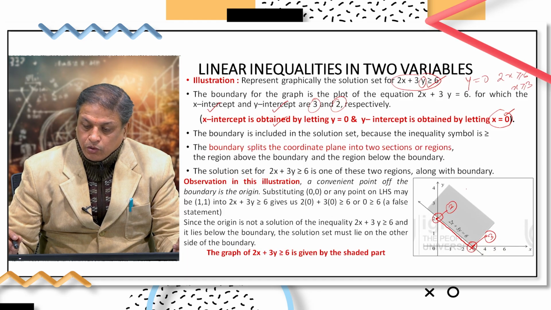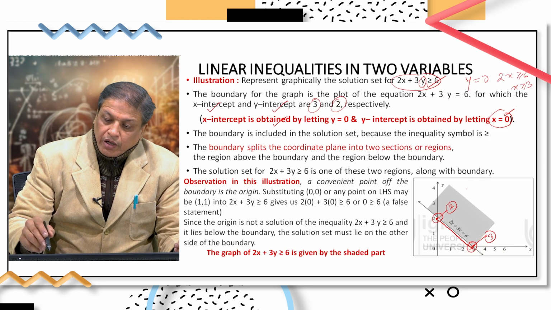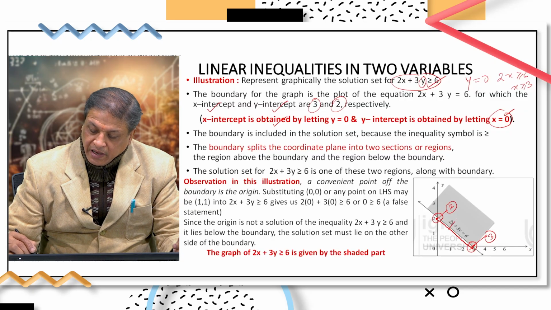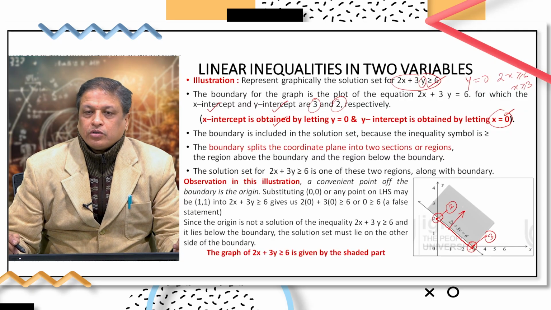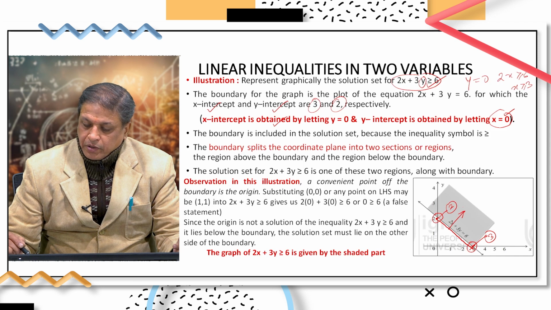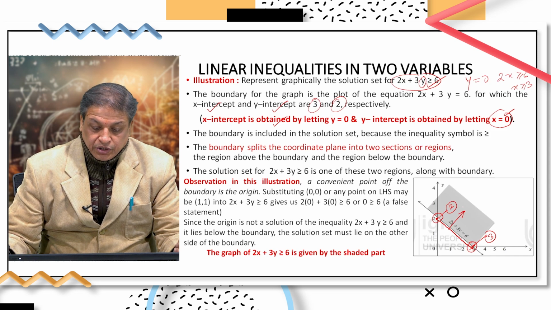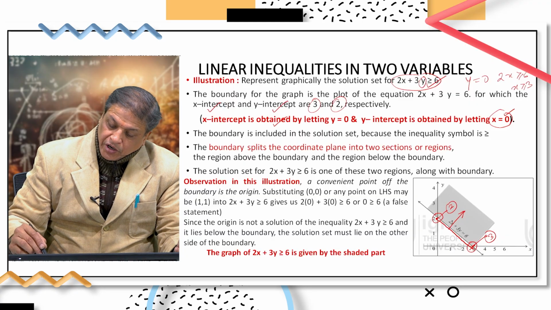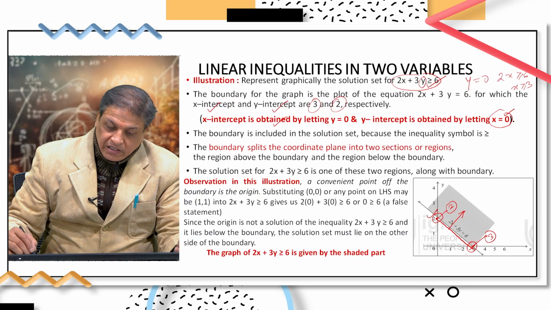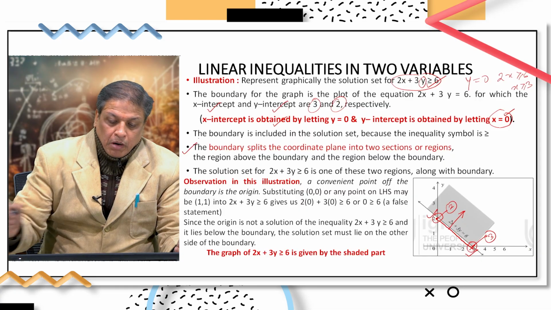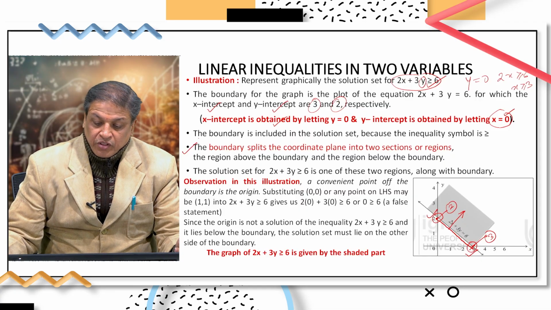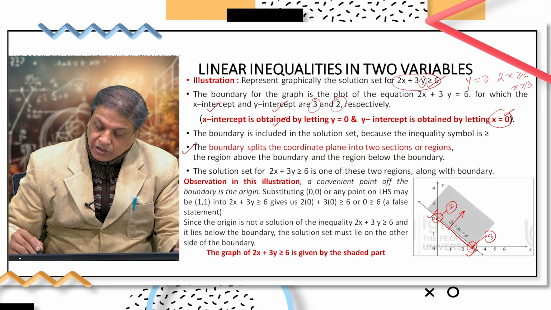And now, since we have the inequality 2x plus 3y greater than or equal to 6, all the points on the right hand side of this line will be representing the solution. Now, actually this line which we had drawn from the y-intercept 2 to the x-intercept 3 is the boundary which splits the coordinate plane into 2 sections or regions. That means there are 2 regions, the region below the line and the region above the line.